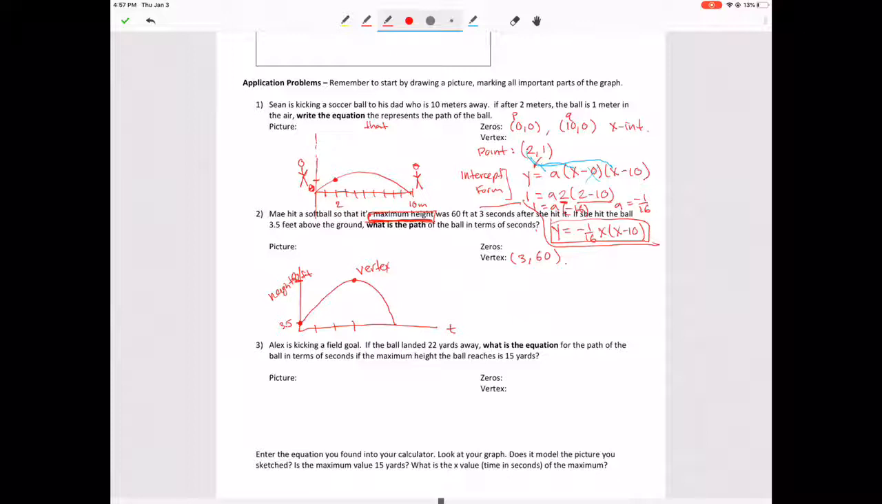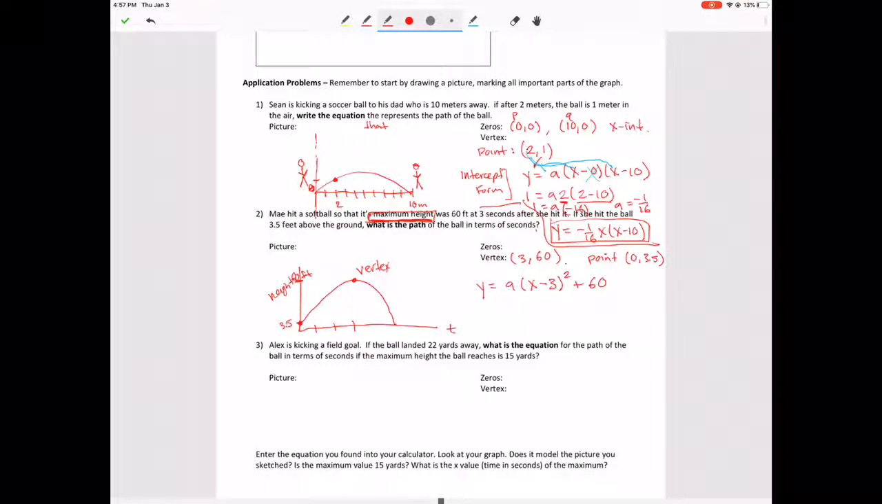And what form are we going to use? We're going to use vertex form. So y equals a times (x minus h, which is 3) squared, plus k, which is 60. So that's our equation, and we need to find out what a is. They give us a point, which is one of the points. I should write it here. Point is (0, 3.5).